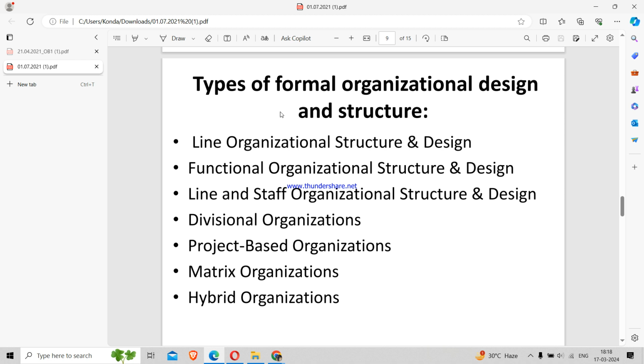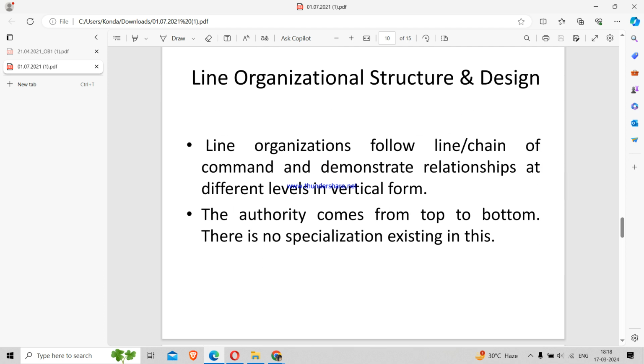They are finding their specific works and they are working accordingly. Next, you can see what are the types of formal organizational design and structure. The types are line organization structure and design, functional organization structure and design, line and staff organization structure and design, divisional organization, project based organizations, matrix organizations and hybrid organization. So one by one, first is the line organization structure and design. Line organizations follow a line or chain of command and demonstrate relationships at different levels in a vertical format.